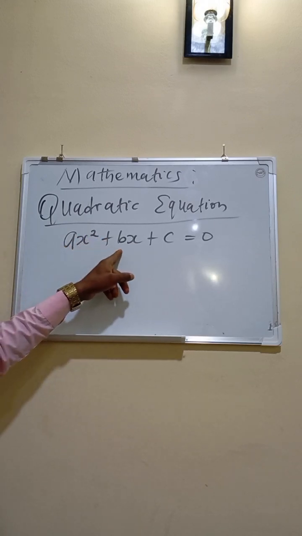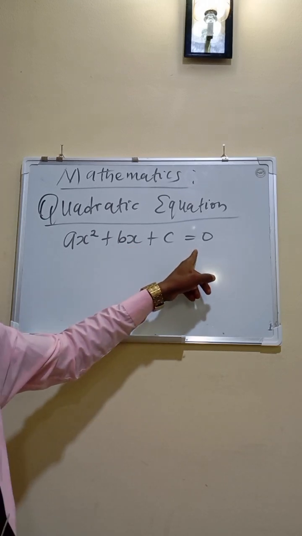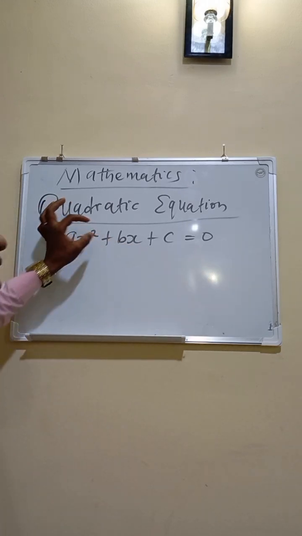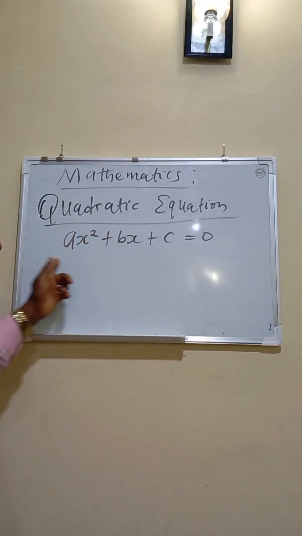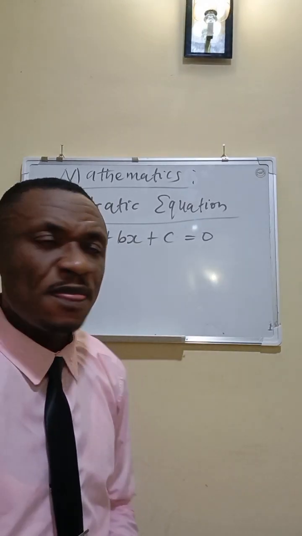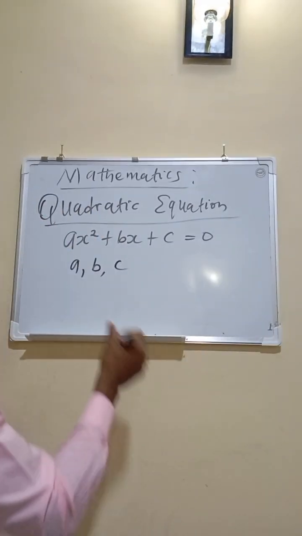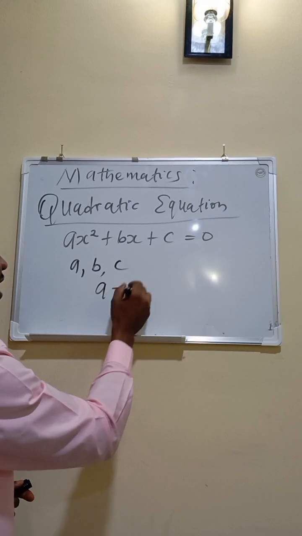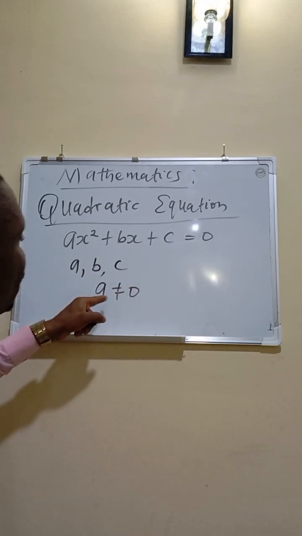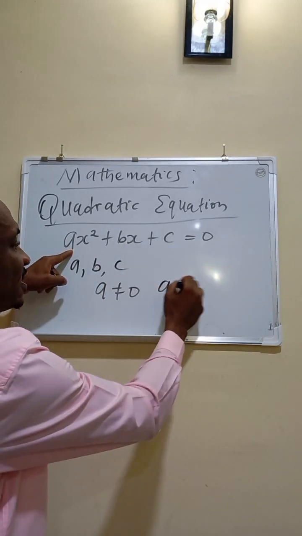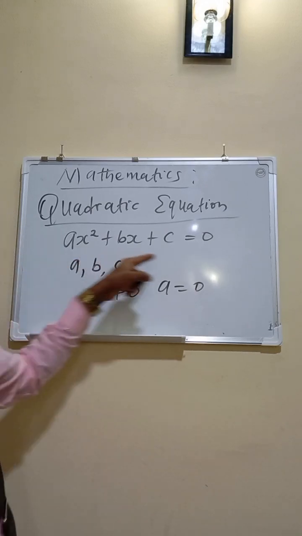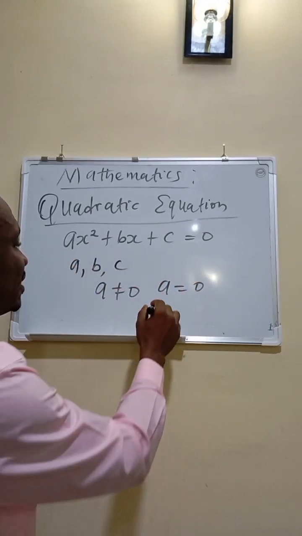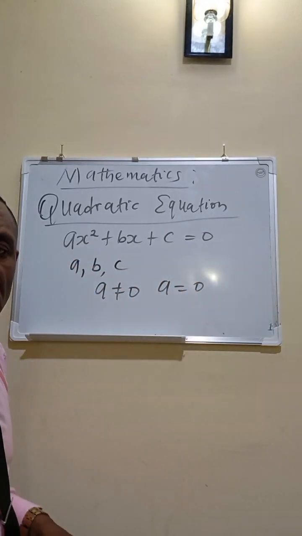ax squared plus bx plus c equals 0. So the 2 here, raised to power 2, makes this a quadratic equation, where this a can never be equal to 0. If this a is equal to 0, then this is no more a quadratic equation. It means that it will be a linear equation.